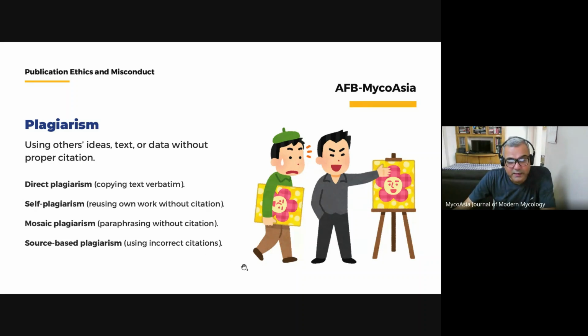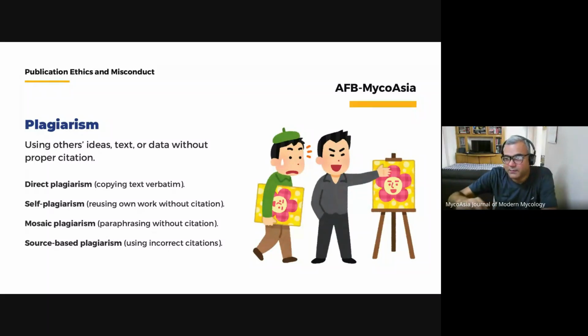Third one is mosaic plagiarism. If you go through social media, sometimes you see this kind of post. Copying from one source is plagiarism. Copying from multiple sources is research. So that has become a joke. And here, the researchers are very smart. They copy different sentences from 2-3 papers, and they paraphrase it.